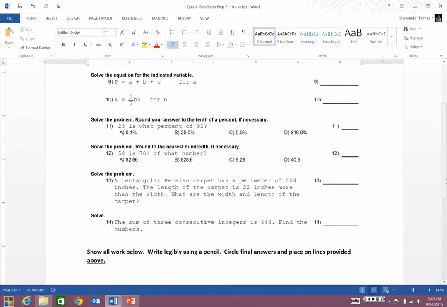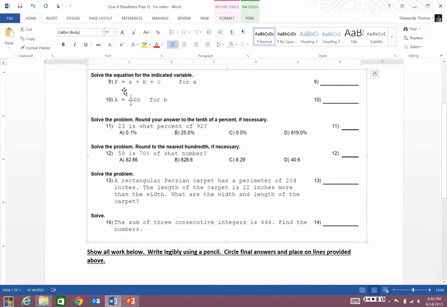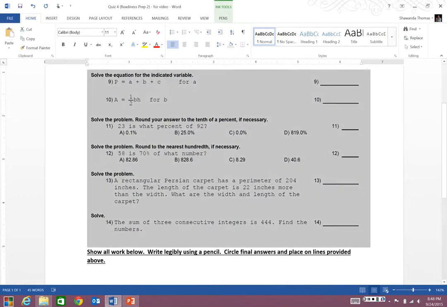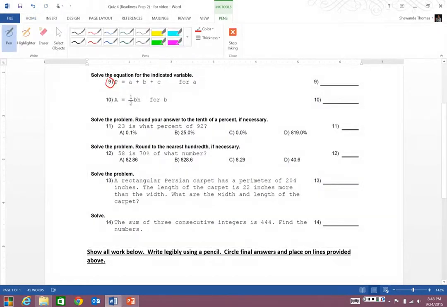Equation for the indicated variable. And as you can see, we have P equals A plus B plus C. And we are solving for A, so it will always tell you which letter you should get on one side by itself. Right now, P is on one side by itself, but we want to isolate A instead. So we need to get the B and the C over to the other side so that A can remain here and positive. So again, how would you do that? Well, you would subtract B and C from that side.